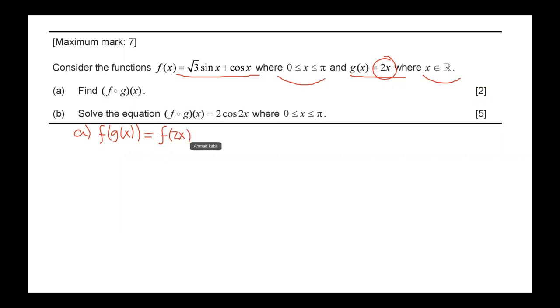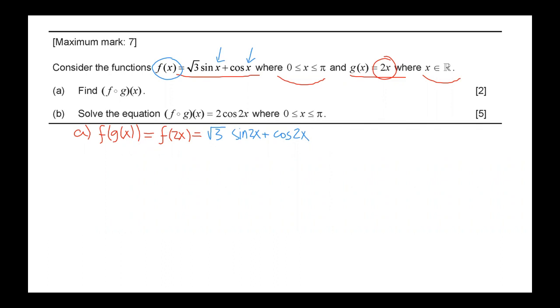And then I'm going to substitute every x in the original or outer function, which is f of x, with 2x. So now I have radical 3 sine 2x plus cosine 2x. And we're done with question A.